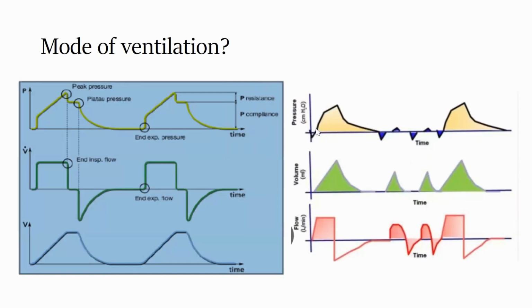So here the patient has triggered and volume is delivered, and there is a patient trigger that is not supported, and yet there is also a patient trigger that is not supported. What do you think is this ventilation? Okay, good, SIMV. It's called SIMV volume control. It's a volume controlled SIMV mode.